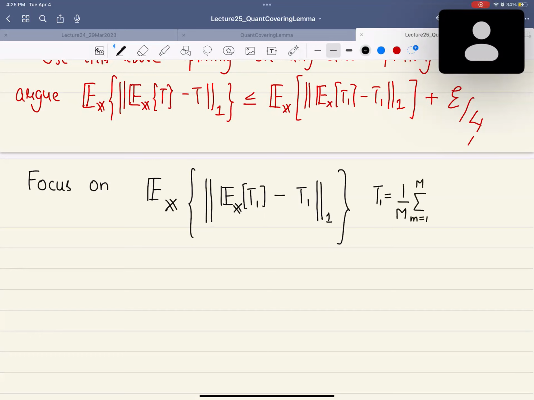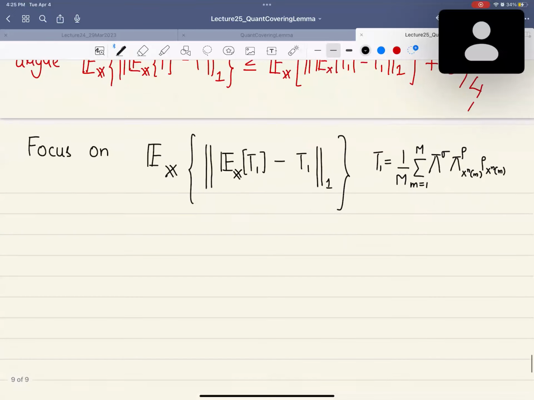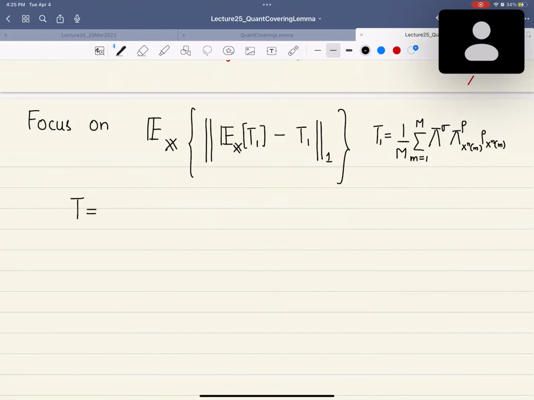Sorry, I have one question. This expectation of T1, that will be a density operator, right? I don't know, how is it exactly defined? Yeah, so what I'm doing is like this. So T is this, right? T is a density operator.